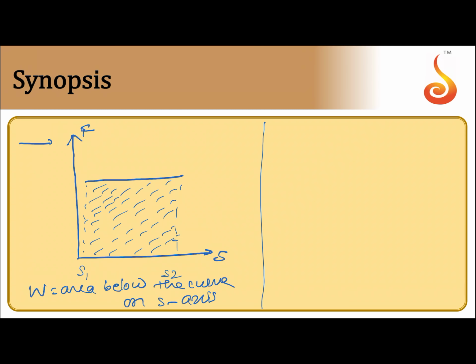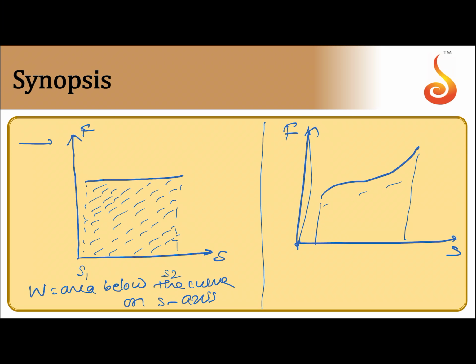Same thing can be used even when the force is varying. For example, let us consider a variable force, and this is F versus S graph. If I assume that force is varying, then we can calculate the area bound by this curve, and the area gives us the work done. The total area gives us the work done. So graphically, you can calculate the work done simply by calculation of area below the curve.